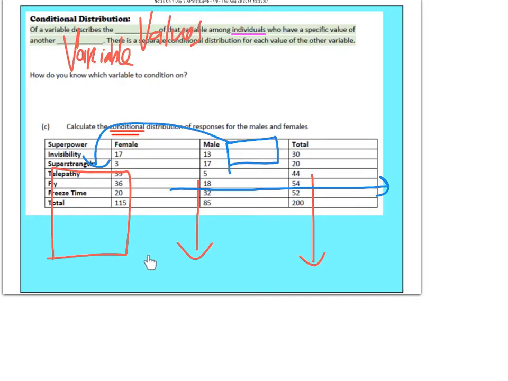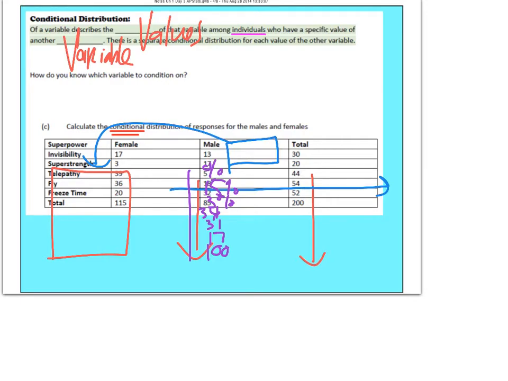If there's 115 females in total, how are we going to find the percent for invisibility? We're just going to do 17 divided by 115, and when we do that, you're going to get 15%. So I'm just going to kind of cheat here and actually put my percentages here for the females. 3 of the 115 is going to be 3%. Then we have 34, 31, 17, and then of course 100% is the last one with my percents there.